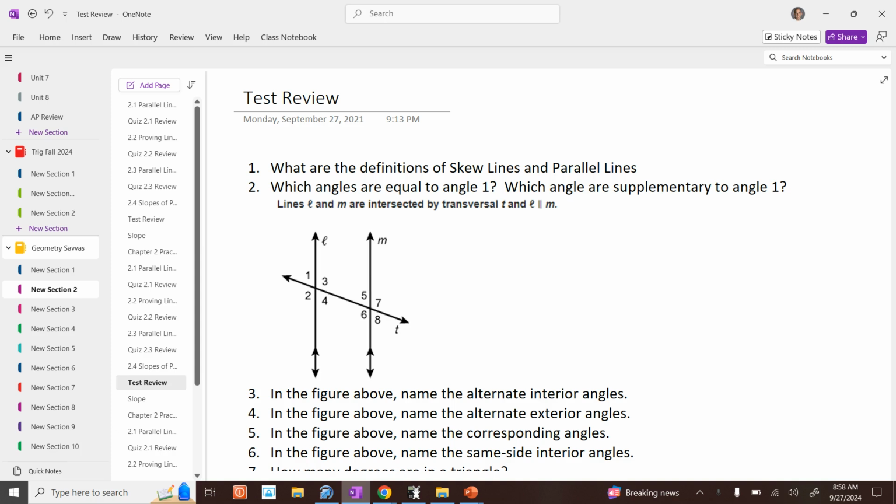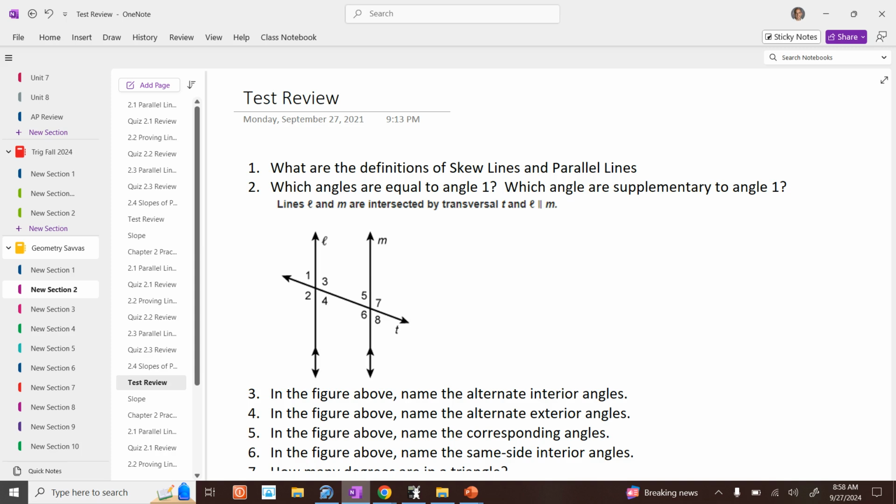Skew lines are non-coplanar lines that do not intersect. So you need to know the difference between those two. That's a test question. So know the difference between parallel lines and skew lines. Parallel lines are coplanar lines that do not intersect. Skew lines are non-coplanar lines that do not intersect.